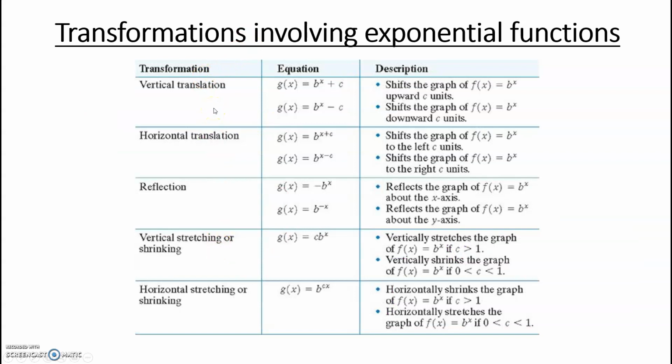Translations, reflections, everything still stands. If you see it on the end, so if you saw like 2 to the x plus 4, that graph is moving up 4. It's taking that 2 to the x graph and moving it up 4. If you see it up there with the x, like 2 to the x plus 4, remember, think opposite. We're actually moving to the left 4.